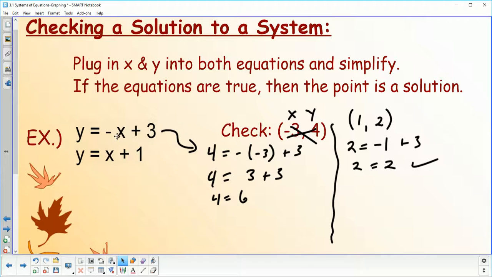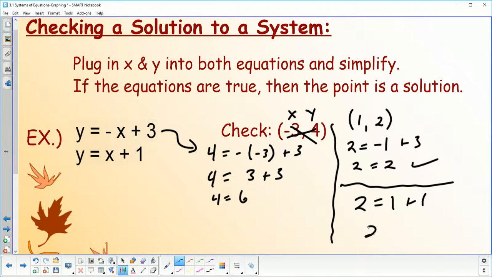So it works in that first equation, but don't forget we need to try it in both equations. So I'm going to plug it into that second equation, 2 for y, and then I'm going to plug in 1 for x, and 1 plus 1 is 2, so that works. So this one is a solution.